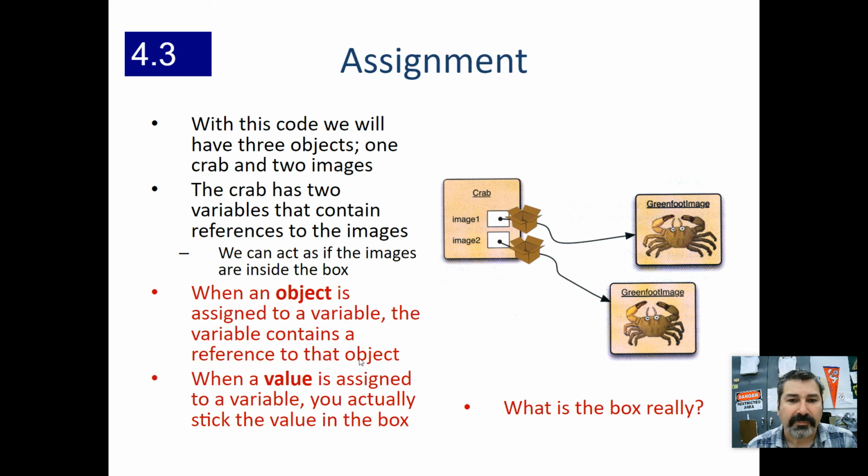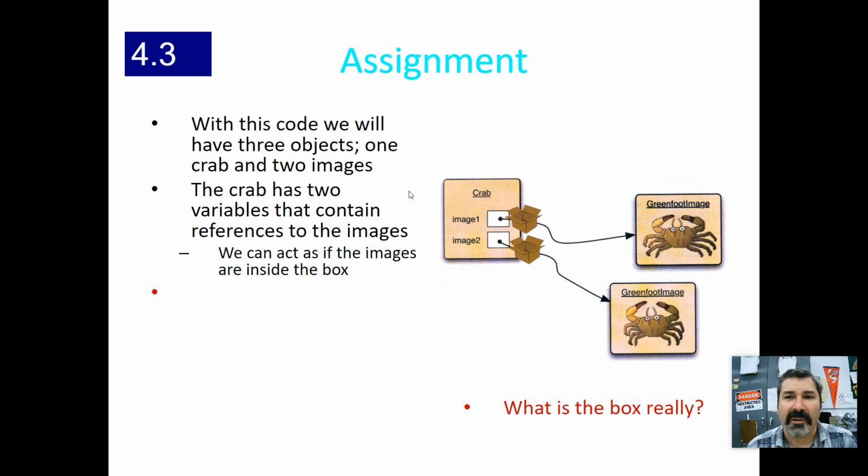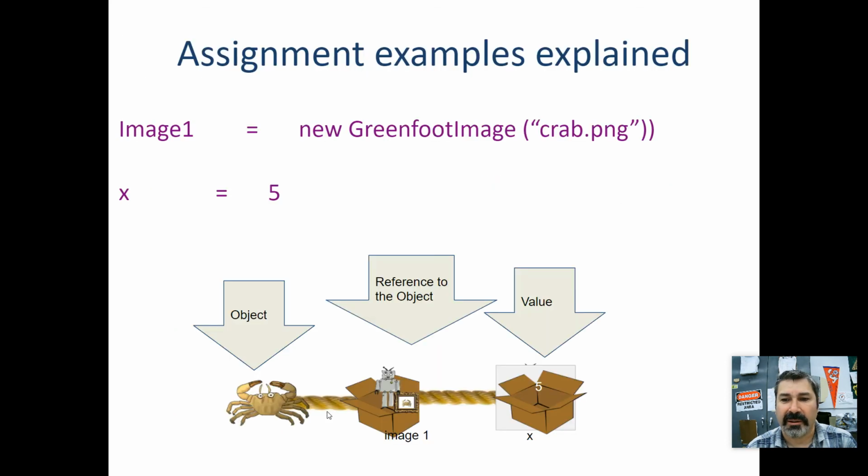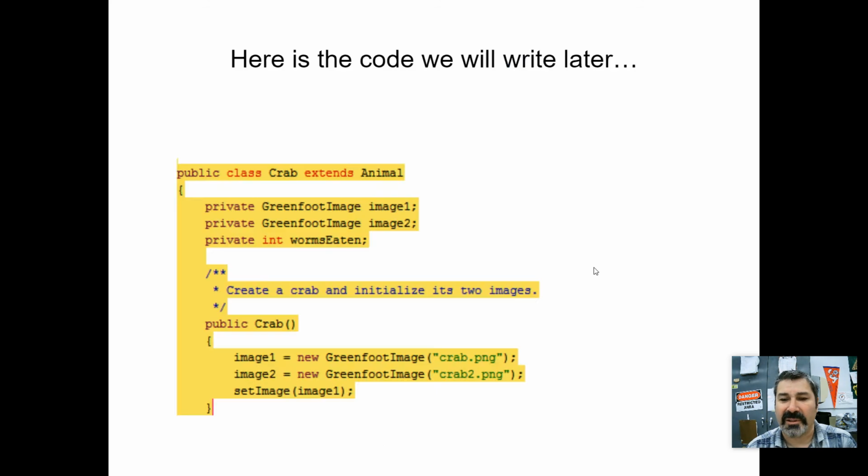Oh, I forgot. This is a sissy blue color. All right, when an object is assigned to a variable, the variable contains a reference to the object. So he's not actually living in the box, he's living somewhere else, but it works as if he's living in the box. When a value is assigned to a variable, you actually stick the value in the box, just like we talked up here. This guy actually lives in the box. This guy, there's just a reference to this guy.